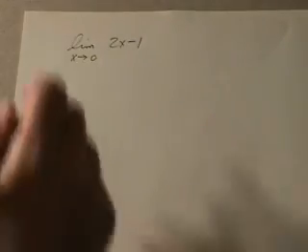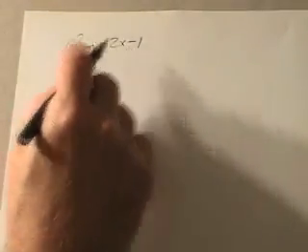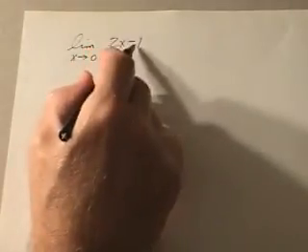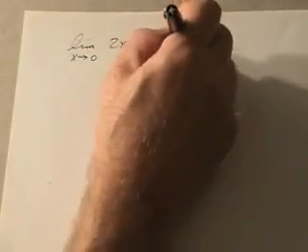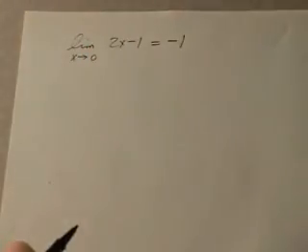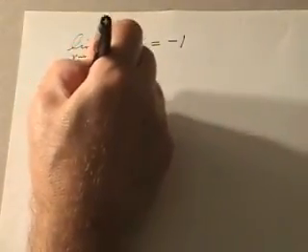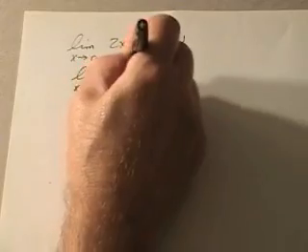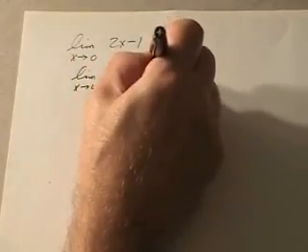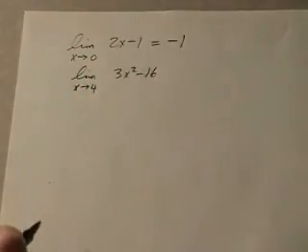Take a wild guess. As x gets close to 0, 2x is getting close to 0, so 2x minus 1 is getting close to minus 1. No big deal. What's the limit as x approaches 4 of 3x squared minus 16? Just leave it at that.